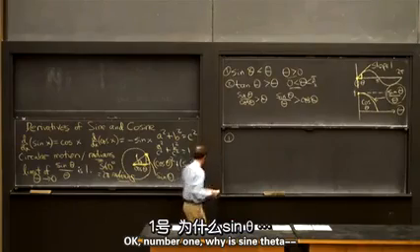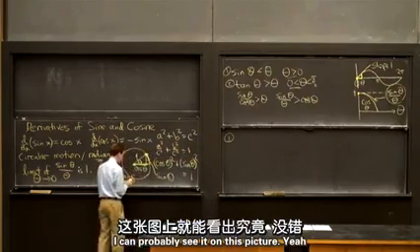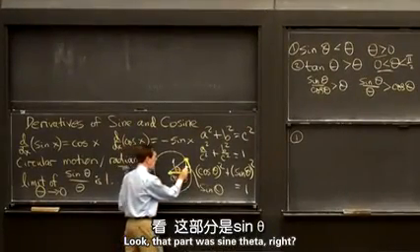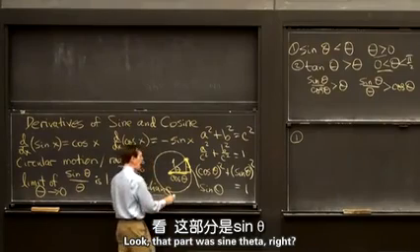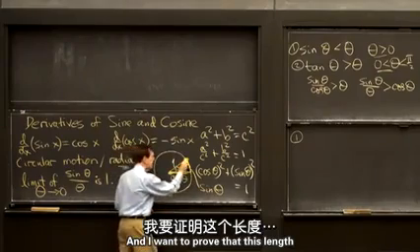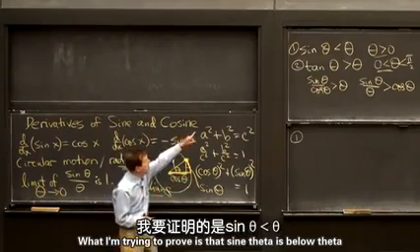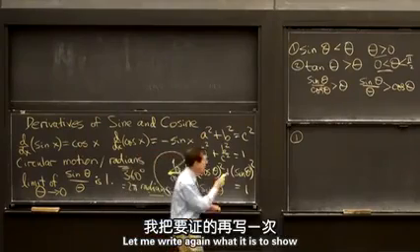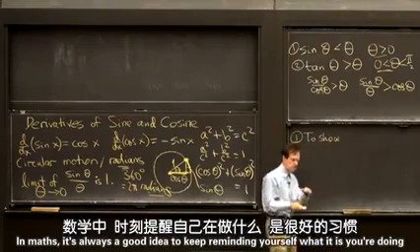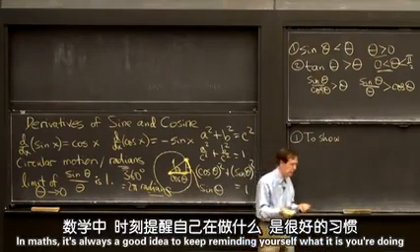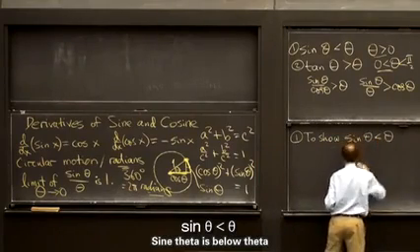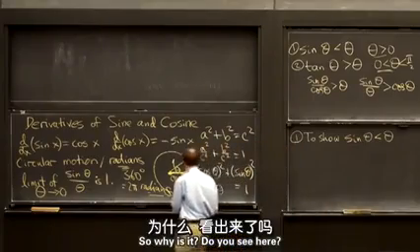Why is sine theta below theta? Oh, I can probably see it on this picture. Yeah, I can prove number 1 on this picture. Look, that piece was sine theta, right? And I want to prove that this length, what am I trying to prove? That sine theta is below theta. Let me write again what it is to show. In math, it's always a good idea to keep reminding yourself what it is you're doing. Sine theta is below theta. Okay. So why is it?